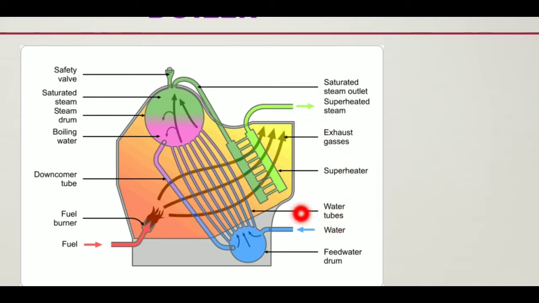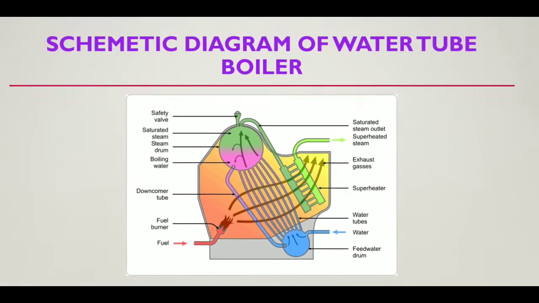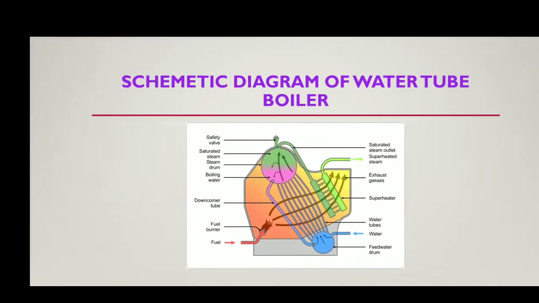This is the water tubes, inclined water tubes. In the upper part of the water tubes the steam is stored, and in the lower part of the water tube the water is stored, and this is the pipe by which water is supplied to the feed water drum. So this is the schematic view of the water tube boiler.